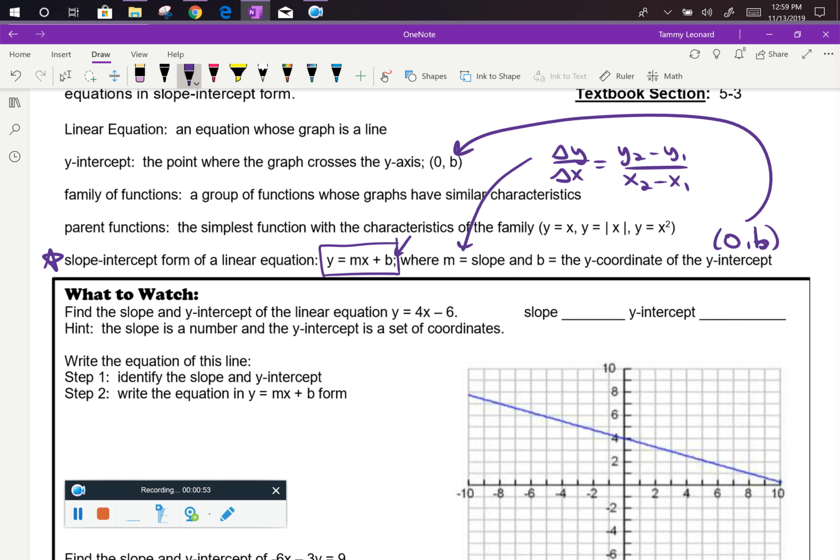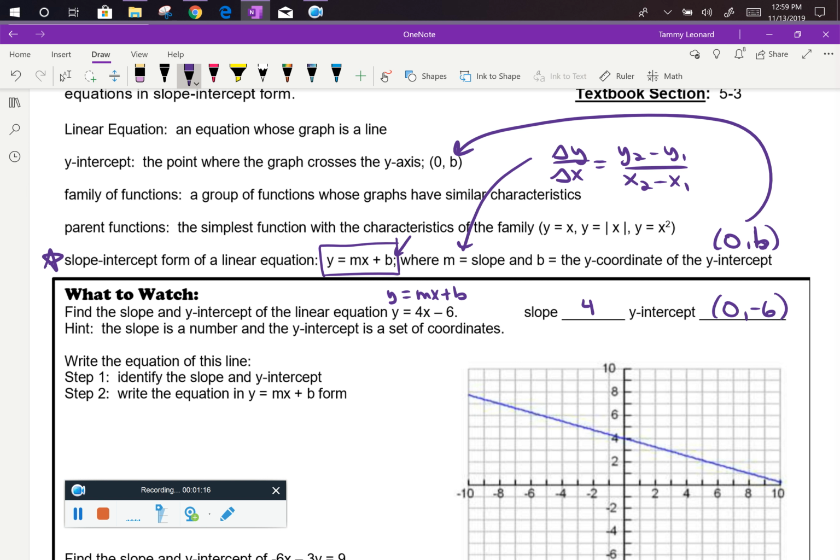So when we're given an equation in slope-intercept form, we can pull those two pieces out. If I write the formula directly above it, I can see that the slope is in the position of 4. So the slope is 4, and the y-intercept is this last number in a point. So it's the point 0, negative 6.